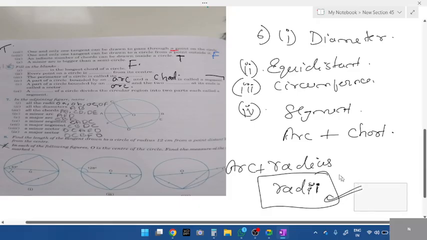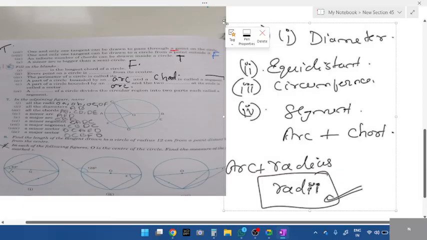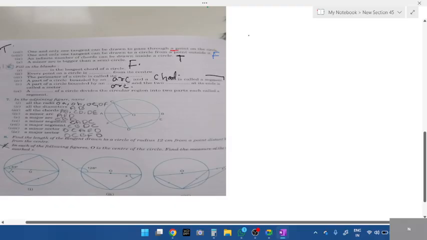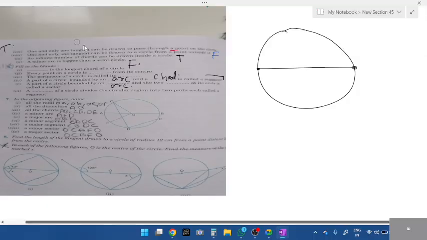All of you have made a note of the answer. Shall we do the last one? The last question. A dash of a circle divides the circular region into two parts, students. Each of the two parts is called a segment. Okay. If I draw this line, what do you call this line? What is related to segment? Radius or chord? Response, students. What line is related to segment? A radius or a chord? Chord. So the answer is chord.